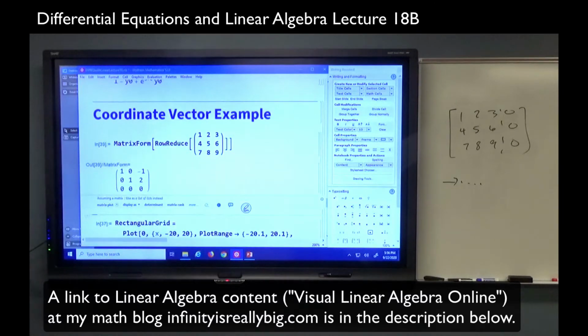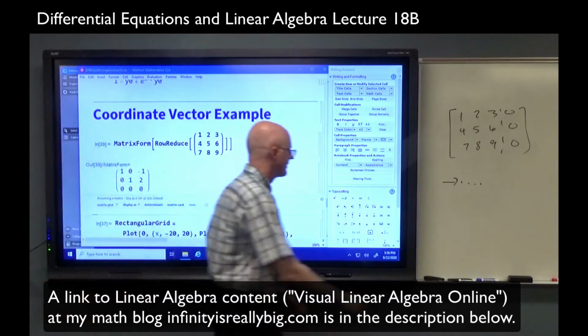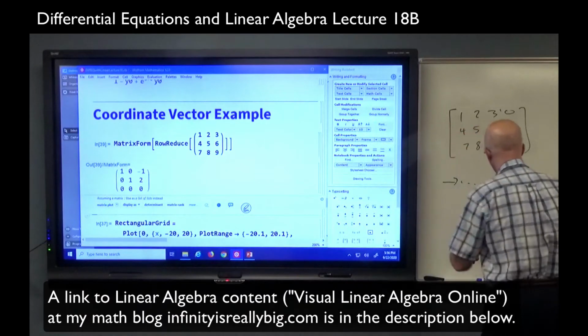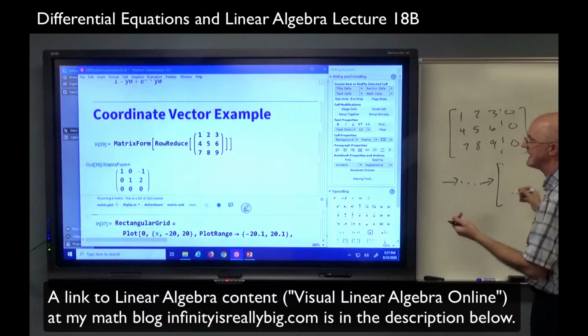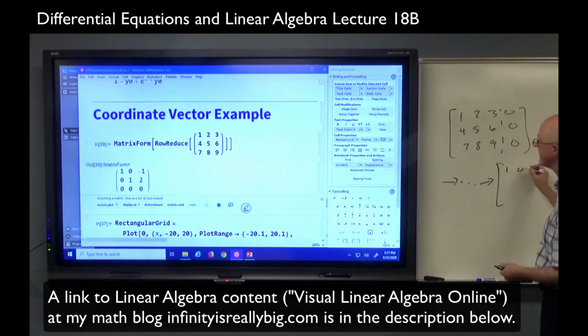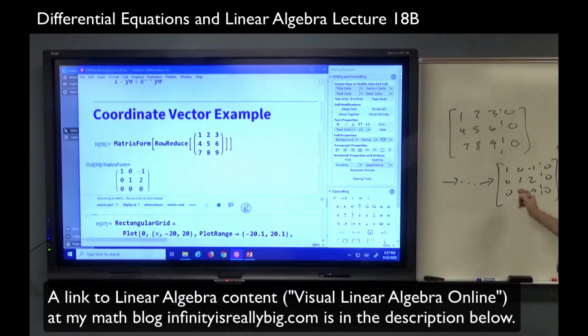Row reduce that, and you get this matrix. And if I wanted to think of it in terms of an augmented matrix, again, the zeros just stay as they are, so we get 1, 0, negative 1, 0, 0, 1, 2, 0, 0, 0, 0, 0. This corresponds to x minus z equals 0 and y plus 2z equals 0.